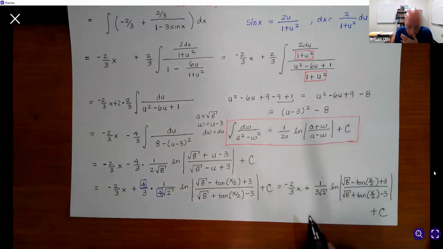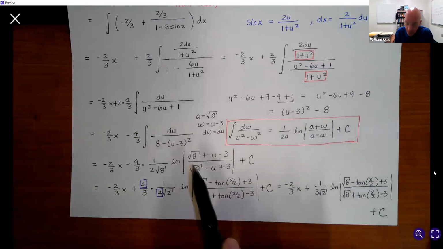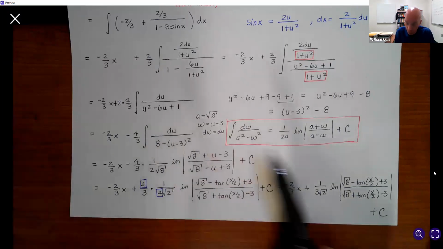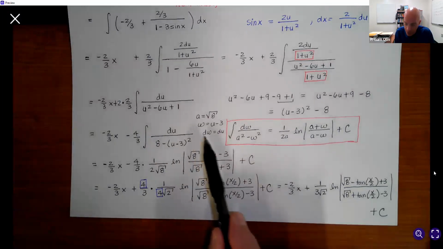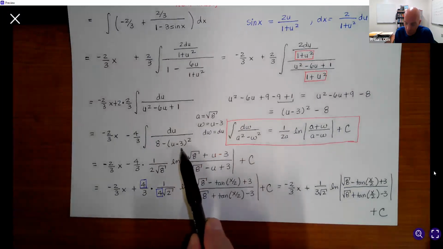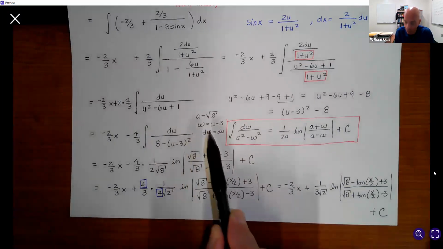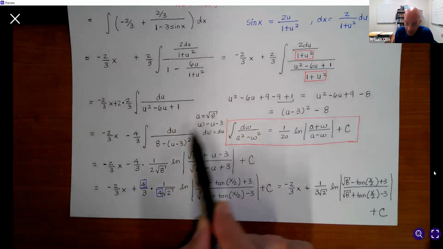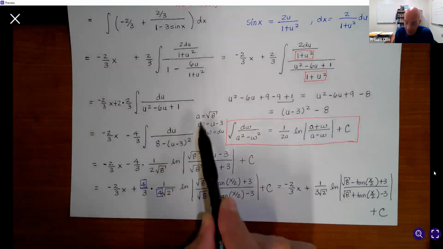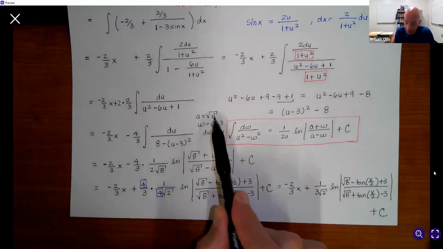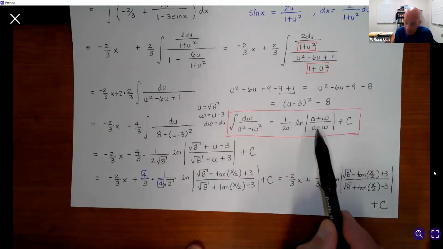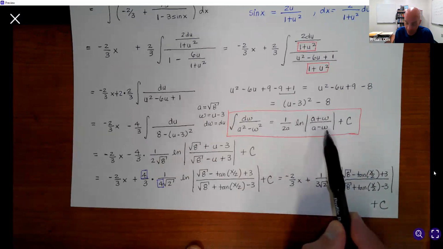So what we do in this particular case, we think about this. What do we need to do? Well, notice omega is just u minus 3, so we've got the table ready when we think about differentials. And then, of course, if a squared is 8, a is just the square root of 8. So we can apply this formula directly. We're going to need a plus omega and a minus omega.